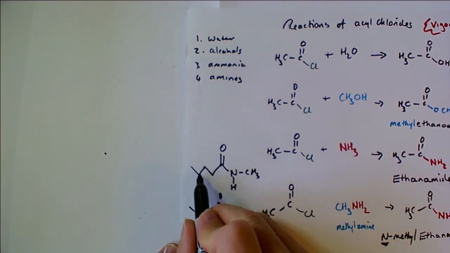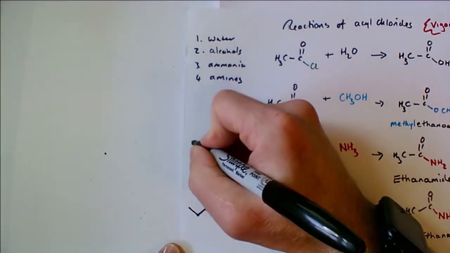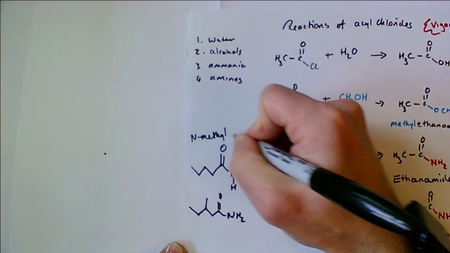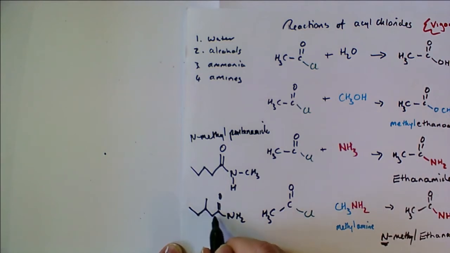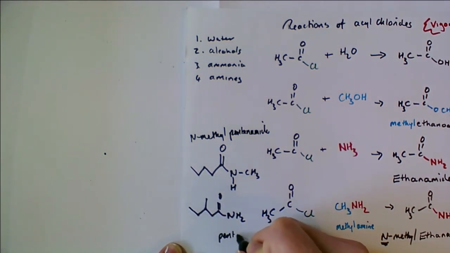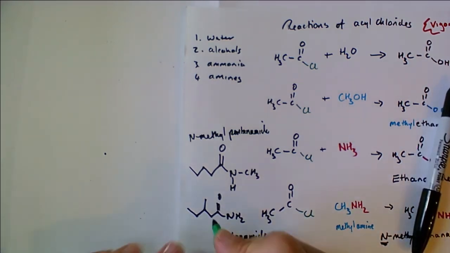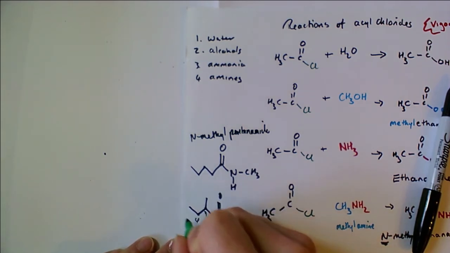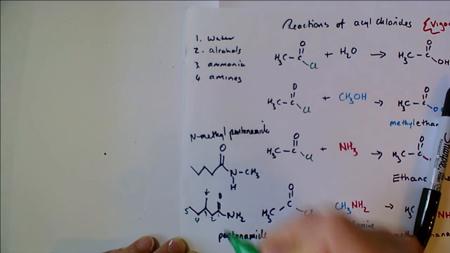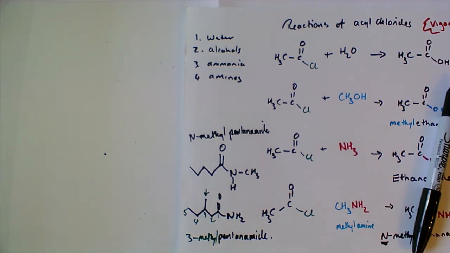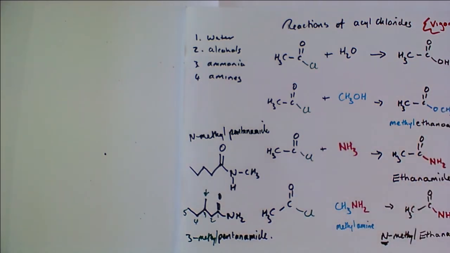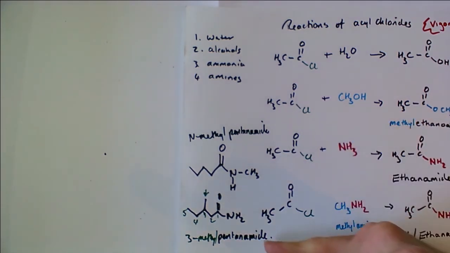So this one will be N-methyl 1, 2, 3, 4, 5, so pentanamide. So the top one is N-methylpentanamide. And the bottom one here would be 1, 2, 3, 4, 5. It's pentanamide again. But this time I'm going to number my carbons from here, 1, 2, 3, 4, 5. So on the number 3 carbon here, I've got a methyl group. So this one would be 3-methylpentanamide. So 2 isomers there. Very, very similar. The only difference is that in one, the methyl group is attached to the nitrogen, and in the other one it is attached to the carbon chain.